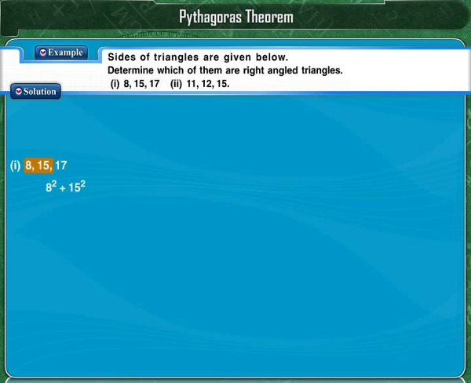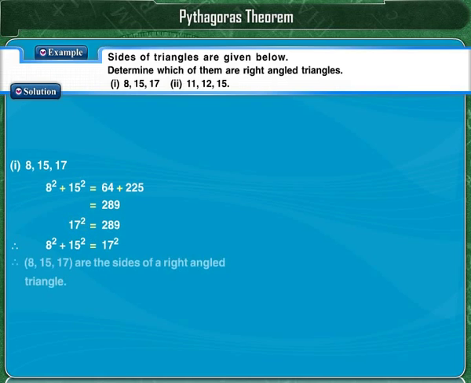So, 8 squared plus 15 squared is equal to 64 plus 225, which is equal to 289. The square of 17 is 289. Therefore, 8, 15 and 17 are the sides of a right-angled triangle.